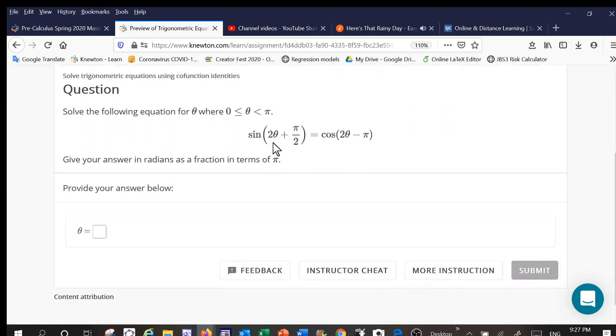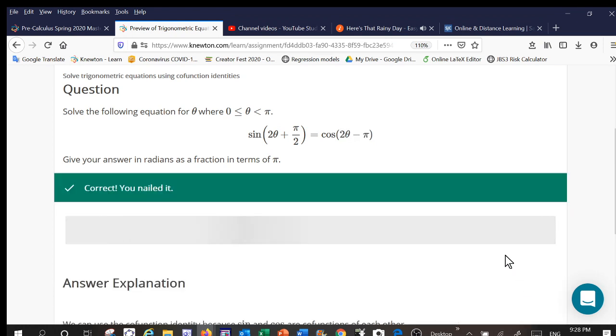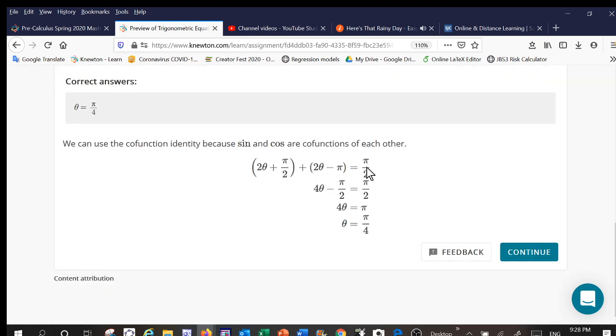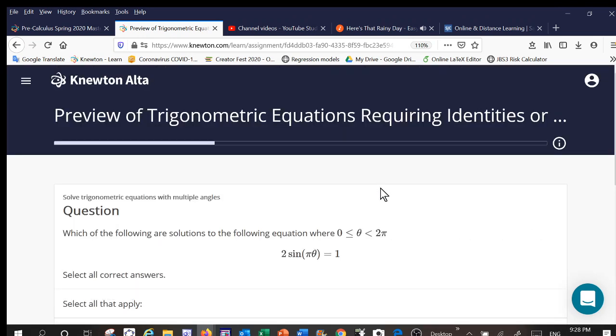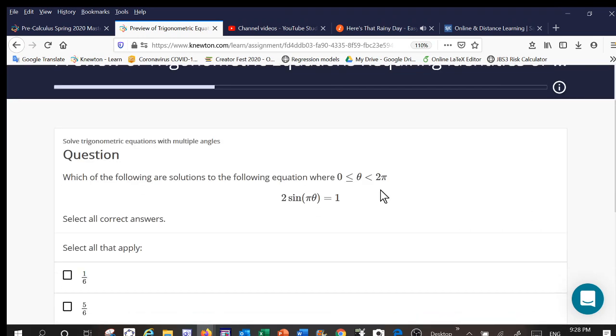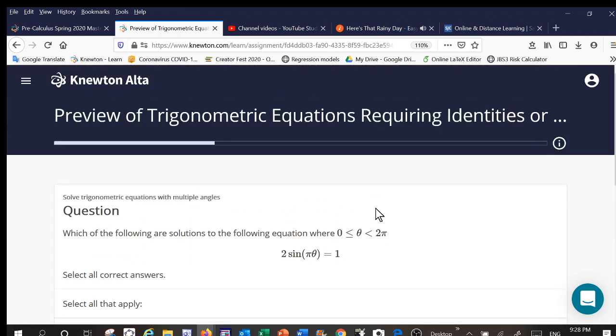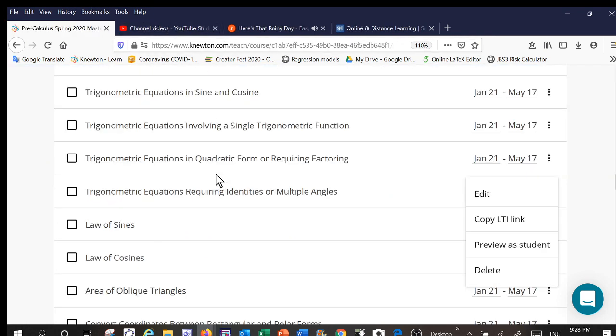The same is here. Sine and cosine, that's a function and cofunction. They're only equal if the angles add up to what? 90 degrees. And if you add them and set the sum equal to 90 degrees, you're going to get that, right? All right, so I think these are all the same kind of stuff.